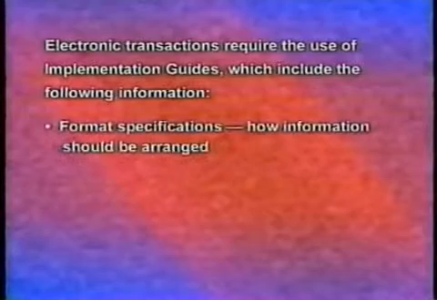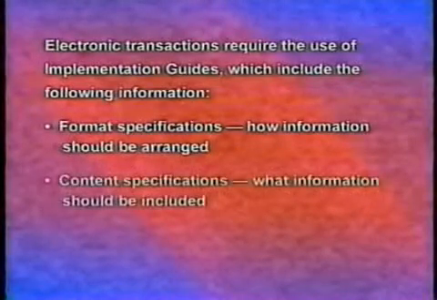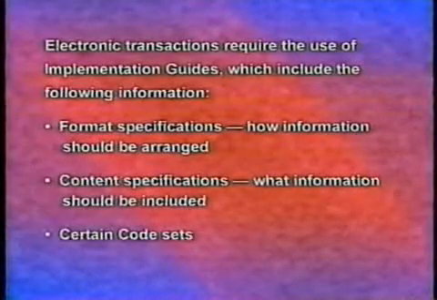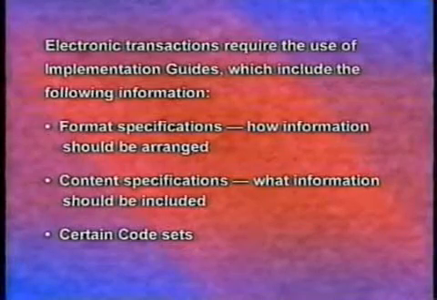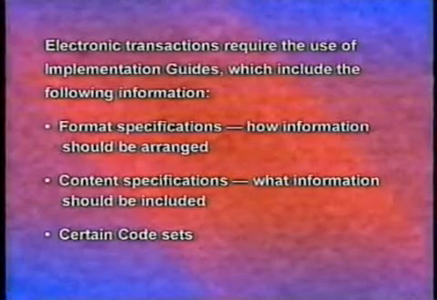Implementation guides can be thought of as big recipe books, which provide detailed technical specifications that explain how to build a standard transaction. This includes format specifications, content specifications, and certain code sets. These guides define the data elements that are required for electronic transactions. Implementation guides provide important information for an information technology group or vendor that handles electronic claim submission.